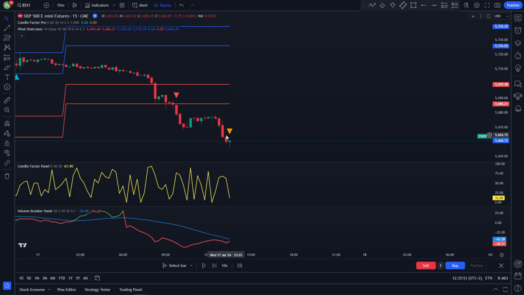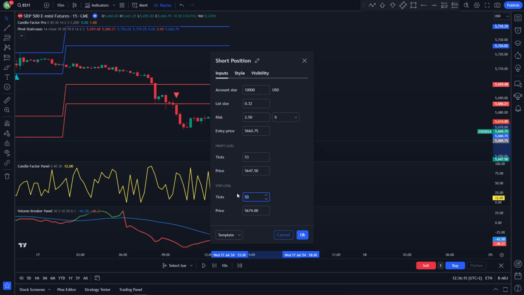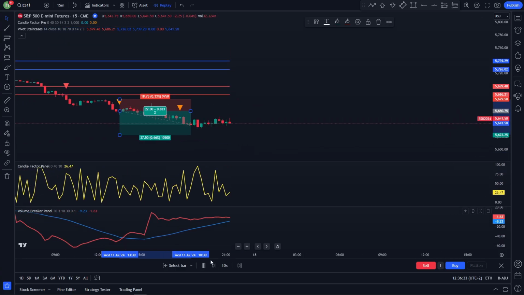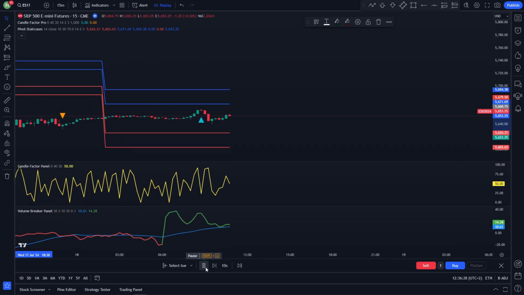So once we receive the additional confirmation, we need to ensure that we have enough bearish volume for the breakout. To do this, the Volume Breaker panel needs to be colored red to show enough bearish volume. So once the candle has closed that confirms the signal, I will enter my sell trade. For the sell trade, I will place my stop loss a couple of points above the recent swing and aim for 2 times the return. What this means is for every 1% that I risk, I aim to make double the return.